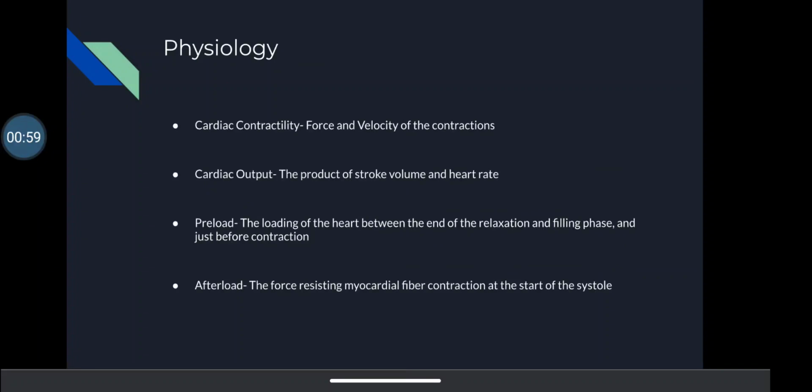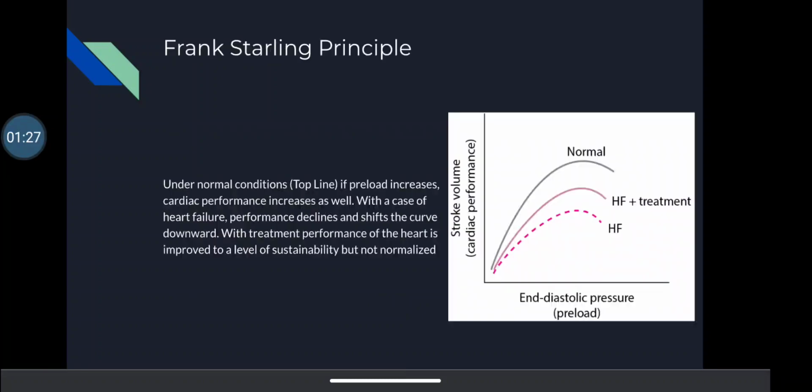So for the physiology, we need to know some of these key words. Cardiac contractility is the force and velocity of the contractions, so how strong and how quick they are. Cardiac output is the product of stroke volume and heart rate. Preload is the loading of the heart between the end of the relaxation and filling phase, and just before the contraction. And afterload is the force resisting myocardial fiber contraction, and that's at the start of systole.